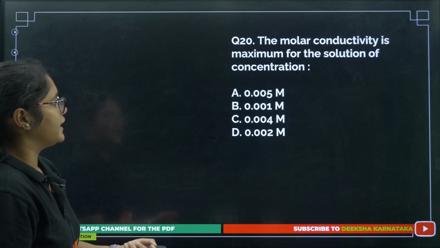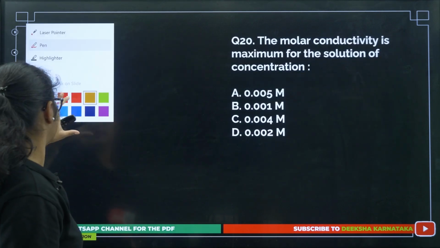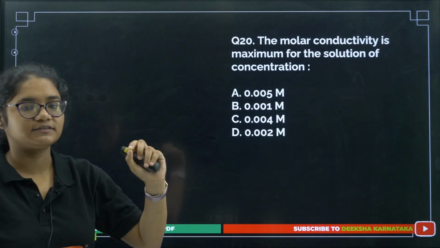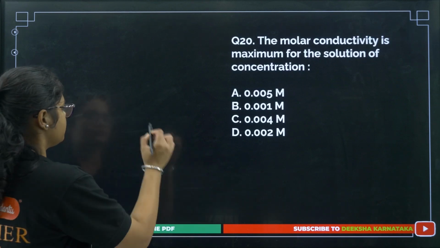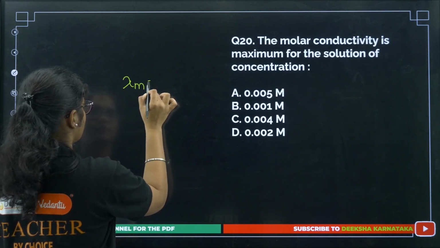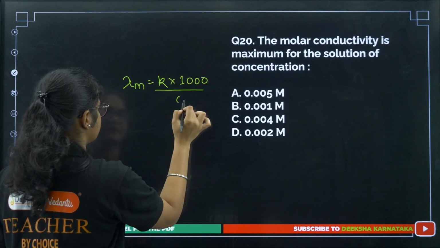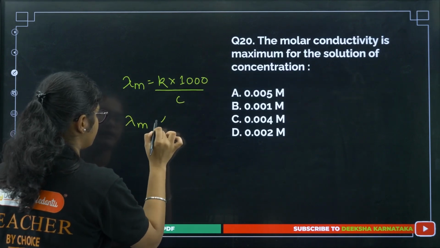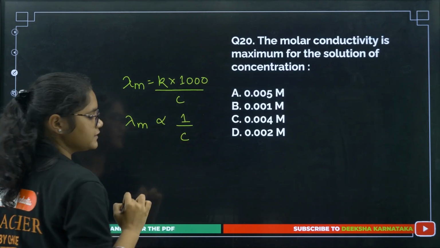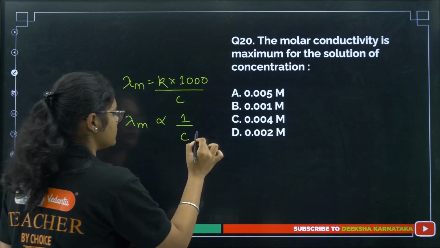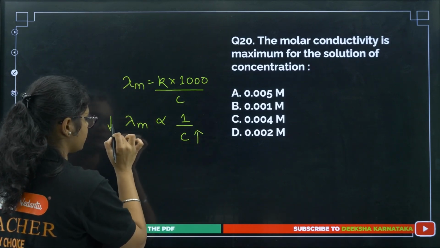Okay. Next, the molar conductivity is maximum for the solution of which concentration. So if you see, what is the molar conductivity formula? Kappa into 1000, right, by C. So I can say molar conductivity is inversely proportional to concentration. That means if concentration increases, molar conductivity decreases.